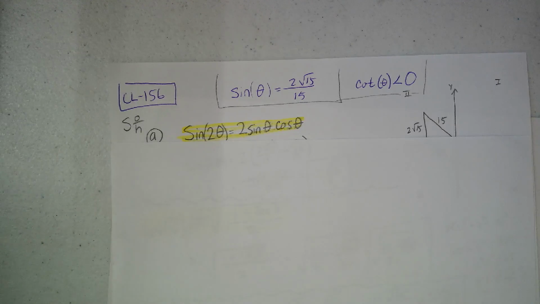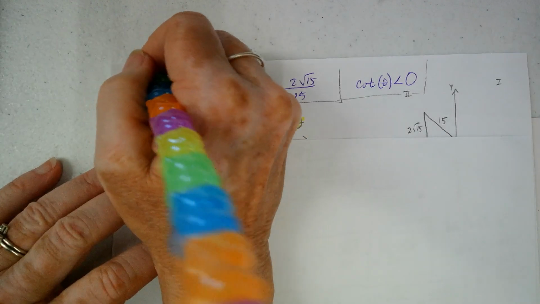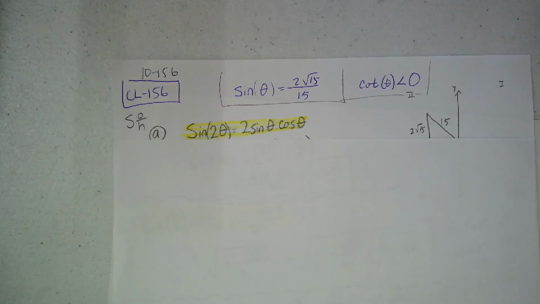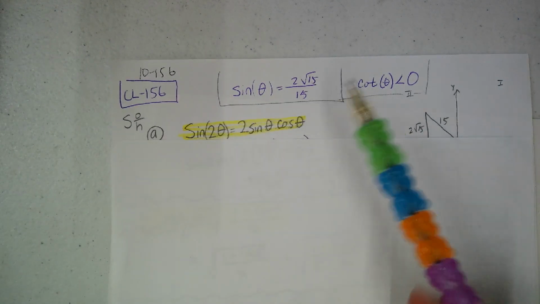Here's pre-calc. It's the closure problem for chapter 10, CL 10-156. And this one asked us to find sine of 2 theta.